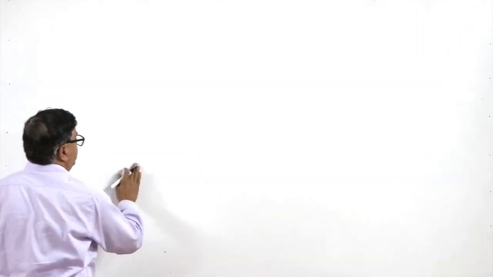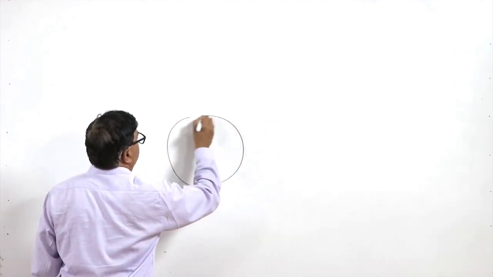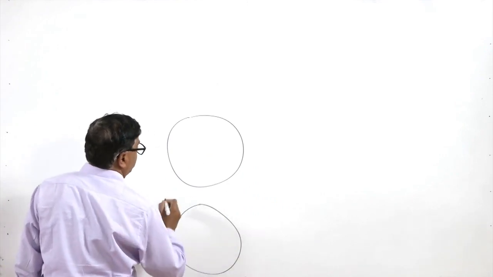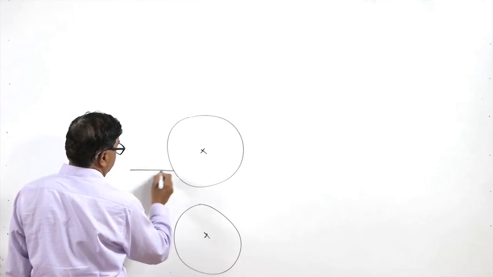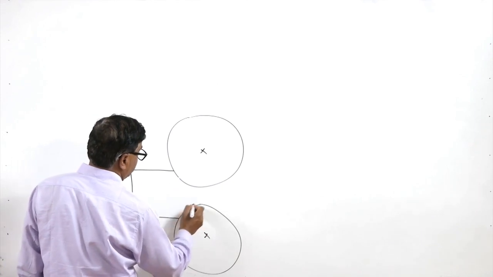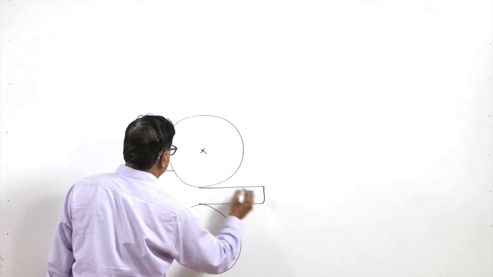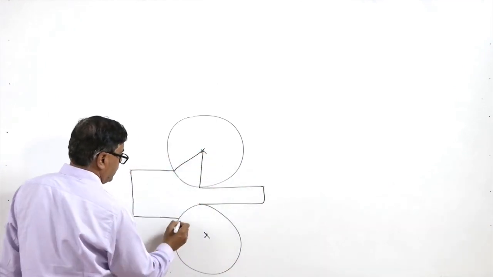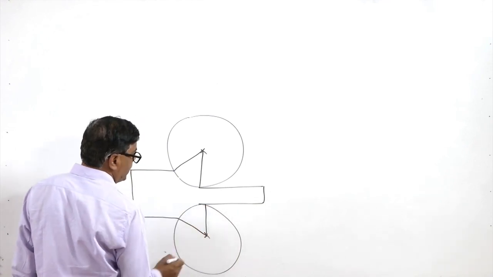So, here are the rollers, the center of the rollers, the plate metal entering and then coming out. This is the angle of the bite, and this is the angle of the bite on this side.